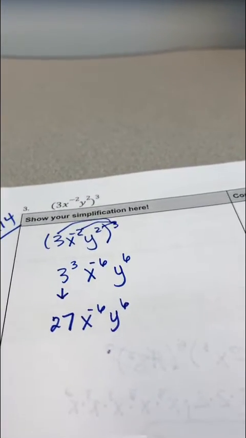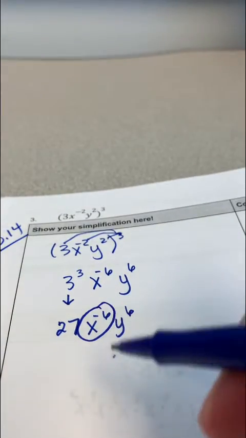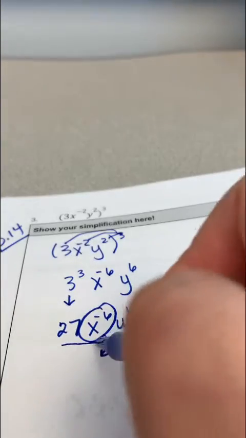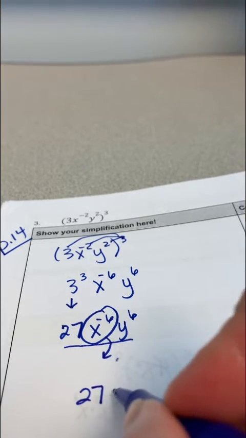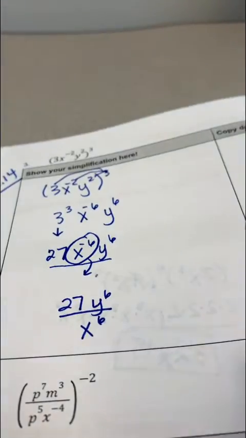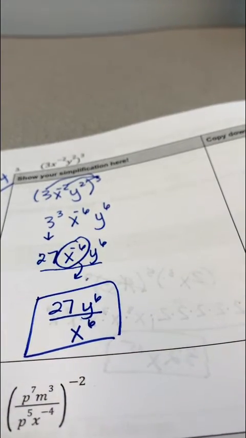And part of the directions are always make your exponents positive. So that means I'm going to take this, x to the negative 6, and move it to the bottom part of a fraction. That's where it's going to become positive. So everything else is just going to sit there, and we're not going to do anything with it.